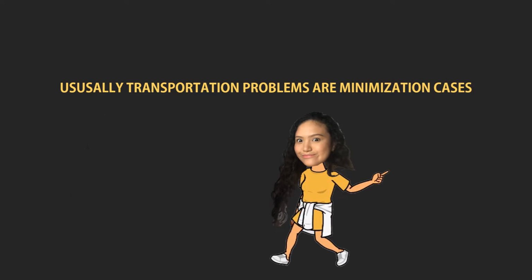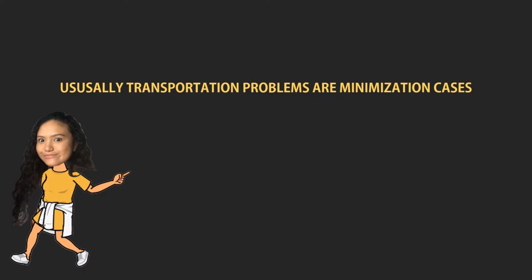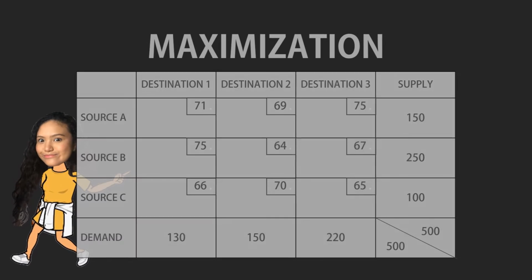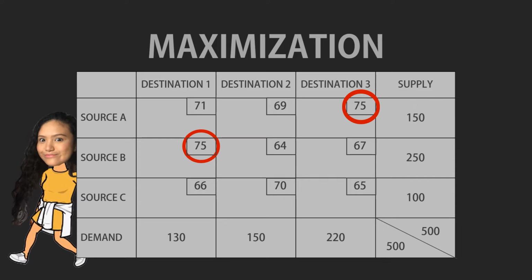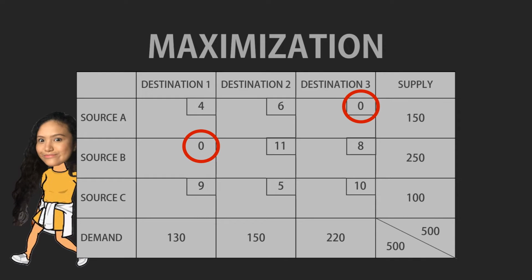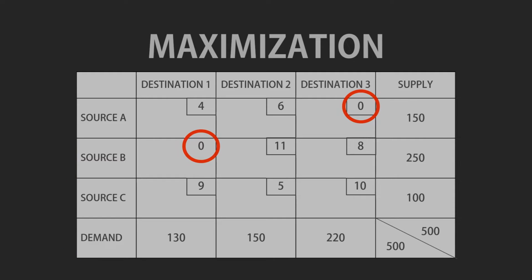Usually, a transportation problem is a minimization case because its objective is to find the least transportation cost. But in the case of a maximization problem, where cell values are larger numbers, you find the biggest or largest value in the cells and subtract this to each cell value to convert the matrix into a minimization case.